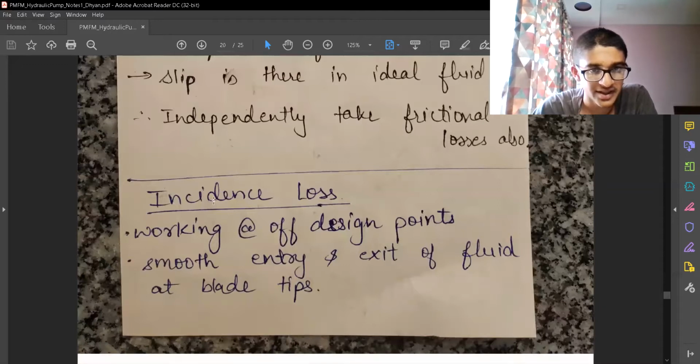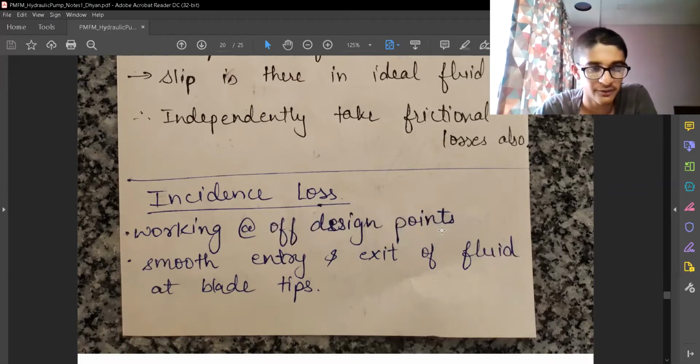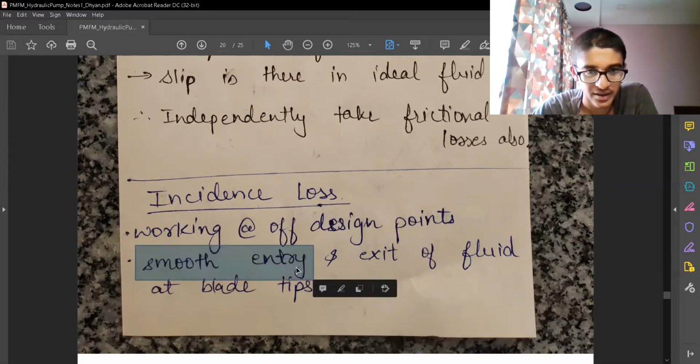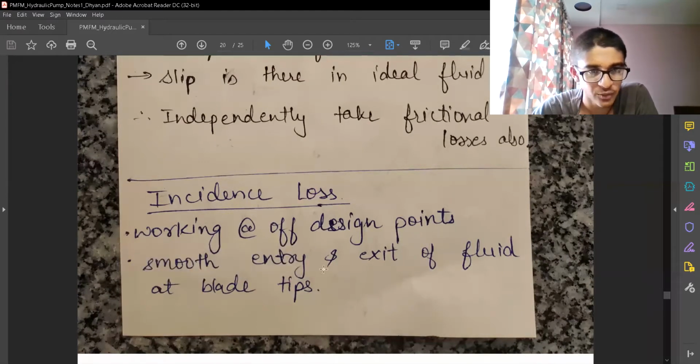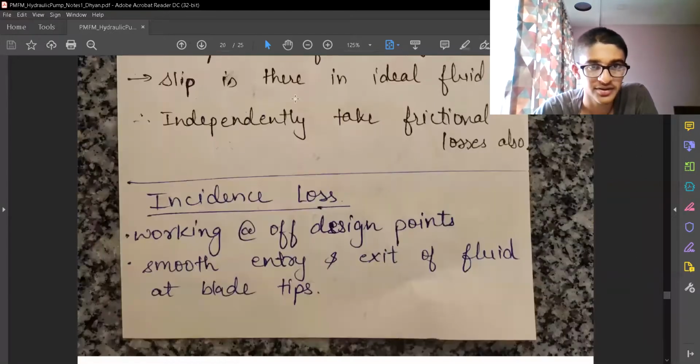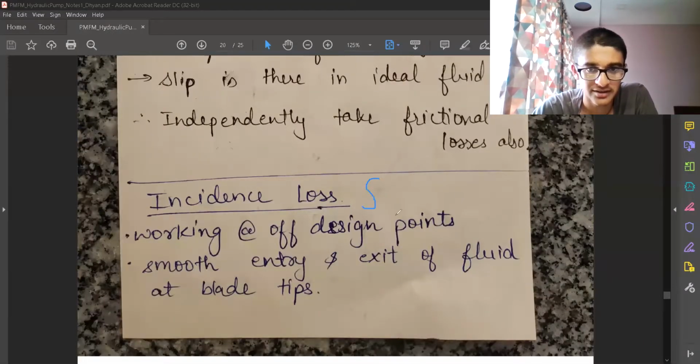The next kind of loss is incidence loss. So this means that incidence loss occurs when we are working at off design points. So there is a design point or design flow rate at which we should be working, and if we are not working at that, we'll have incidence loss. They are the same as shock loss. So it is expected to have smooth entry and exit of fluid with respect to blade tips, and if they are not, then we'll have shock loss or incidence loss. Shock loss, I mean SHOCK.